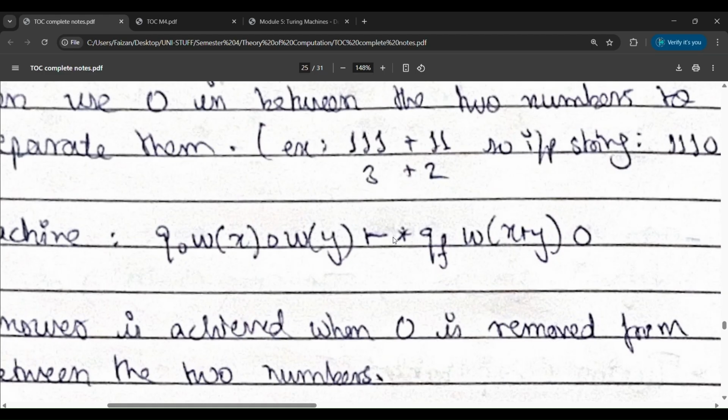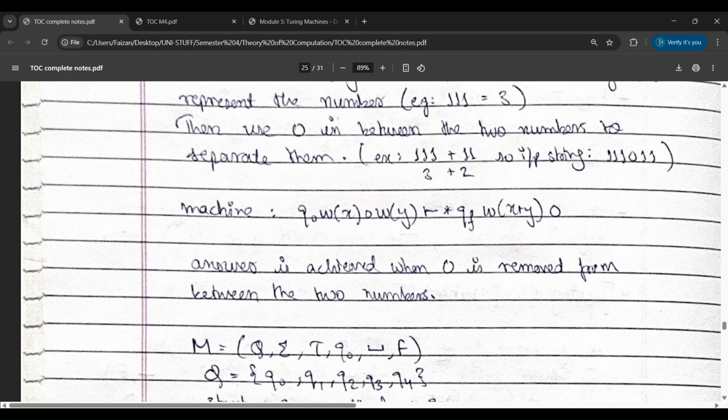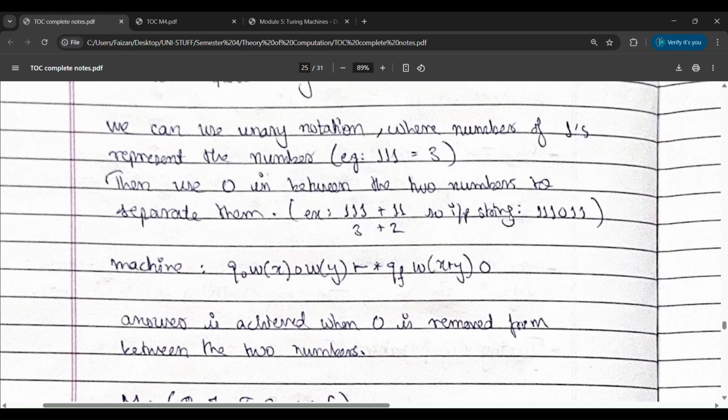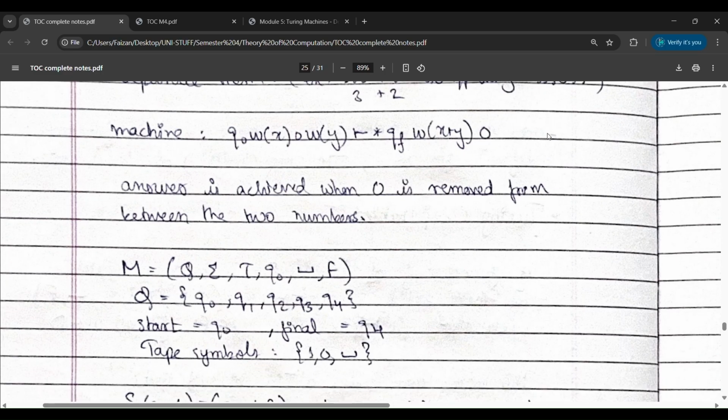or the number y and the number x, separated by a 0. On the basis of the machine, in a finite number of steps, you reach a final state where w is x plus y, and I'll tell you why the 0 is at the back. The answer is achieved when the 0 is removed from between the two numbers. Once you remove the 0, you'll have 5 ones together. That means you have solved it. When you count the numbers, it'll be 3 plus 2, 5.